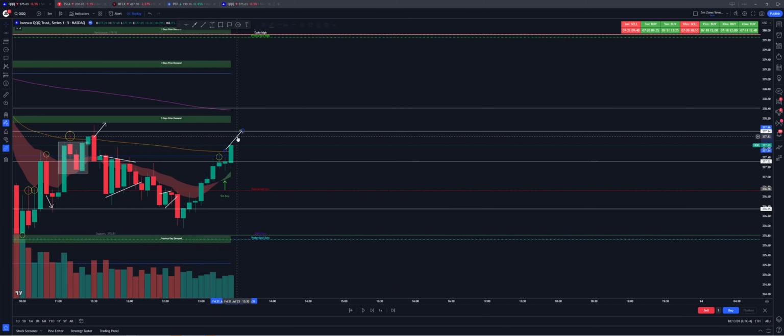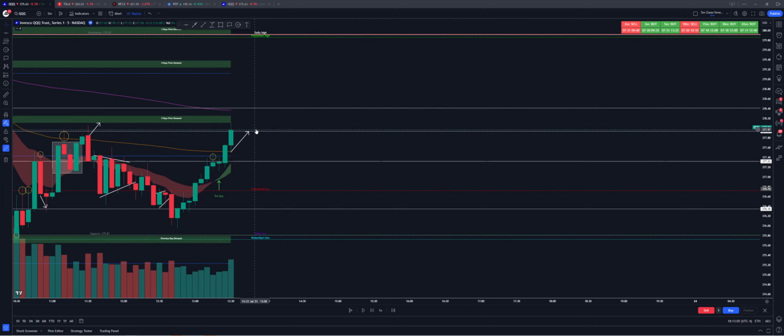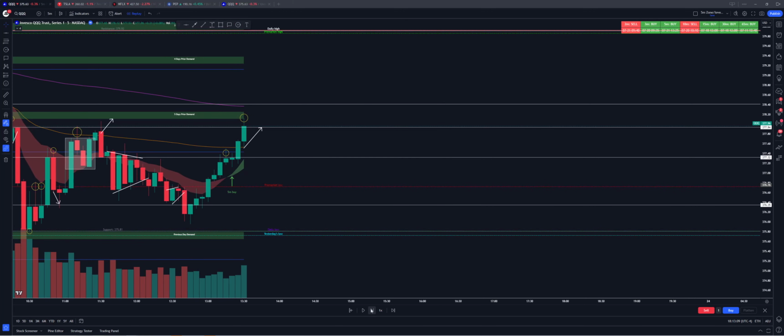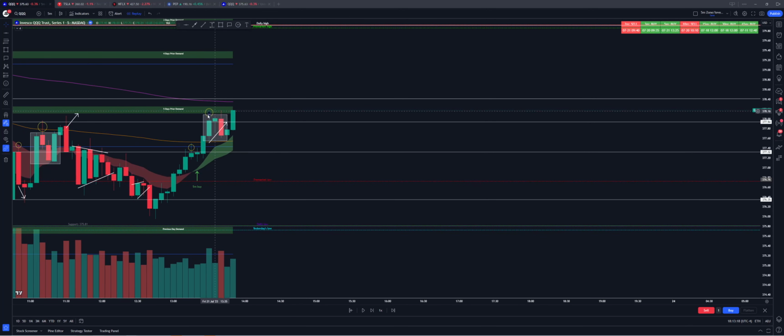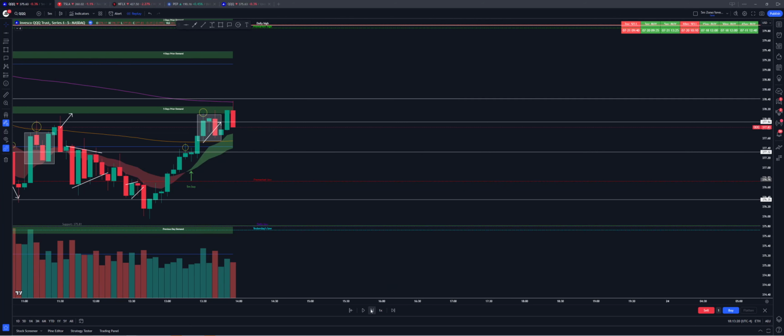So here we are, we enter here, and we're just looking for a little scalp there. And we get that, and we actually get a push all the way up to this overhead supply zone, and then we get out. You see we have like a little evening star here, so now I would be careful about a potential reversal, especially because we're rejecting the supply zone.